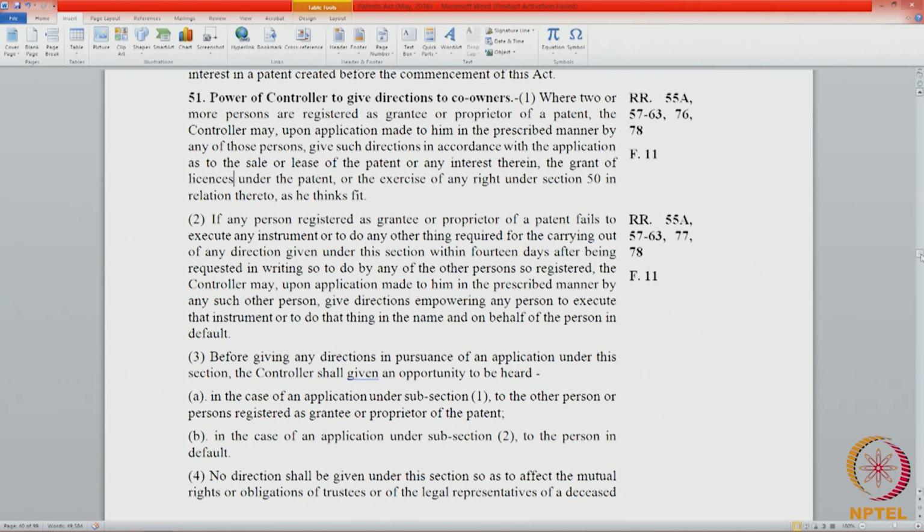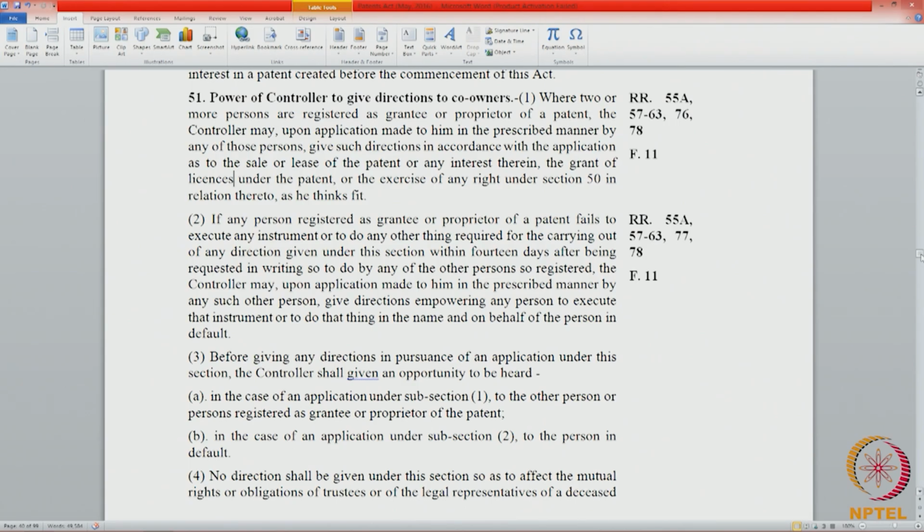Now, this gives another scenario. If A, B and C are the co-owners and A wants to license the invention to a third party, A can send a copy of the licensing deed to B and C.